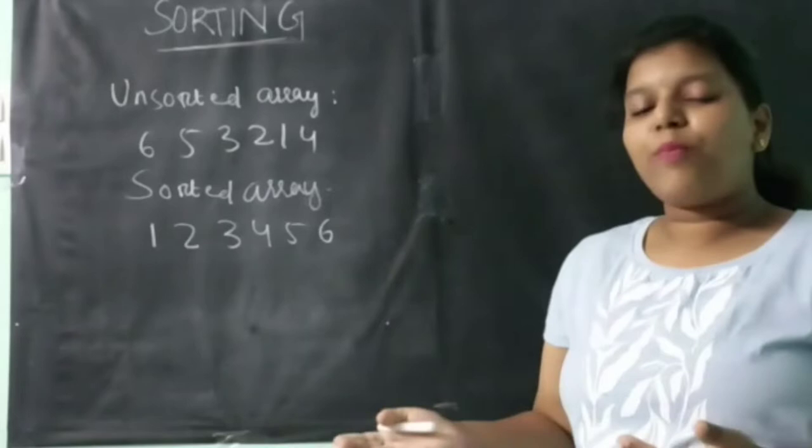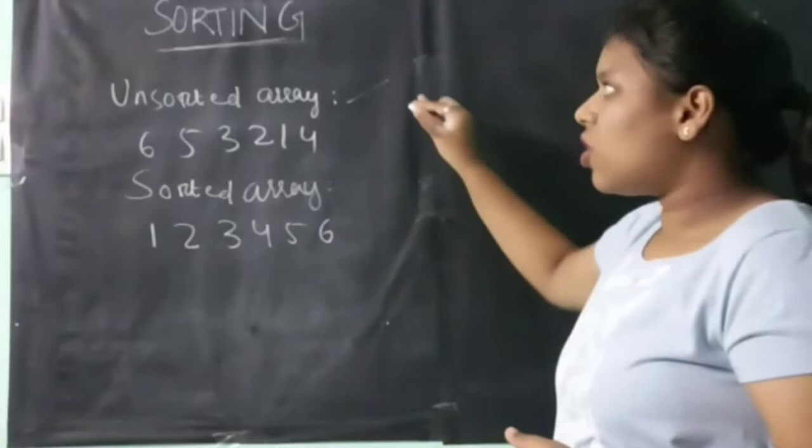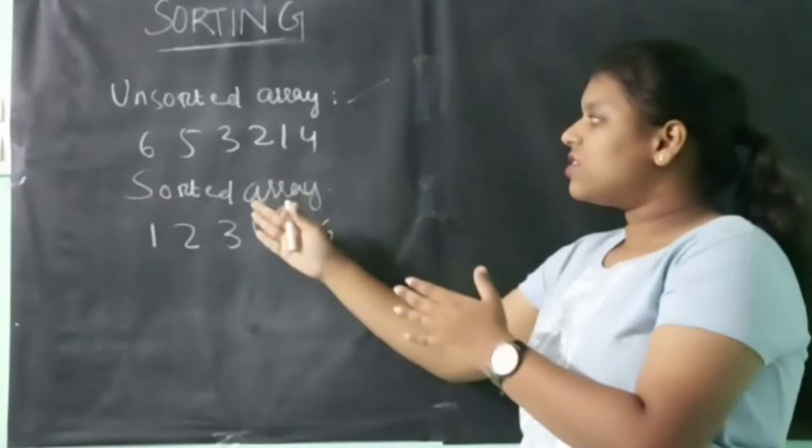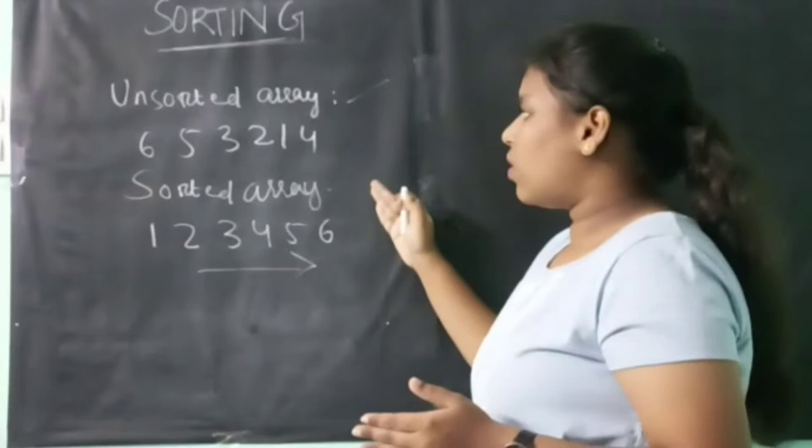The sorting process is also used for tree traversals. Let me explain an example of what sorting is. This is our unsorted array. You can see the numbers 6, 5, 3, 2, 1 and 4. And this is our sorted array, that is 1, 2, 3, 4, 5 and 6. They are in ascending order. So before sorting, the array was this, and after applying the sorting process, the array is this.